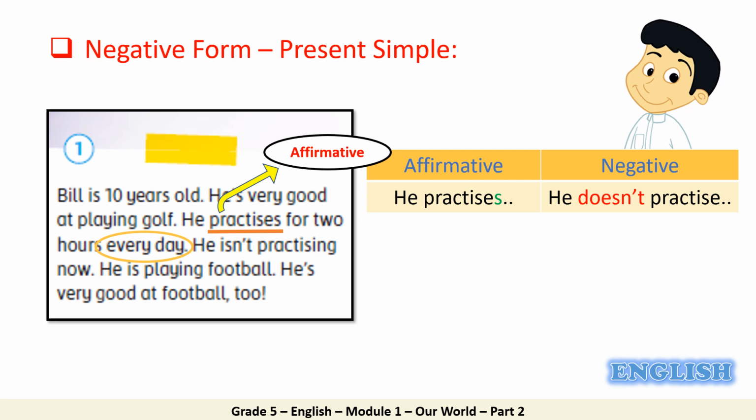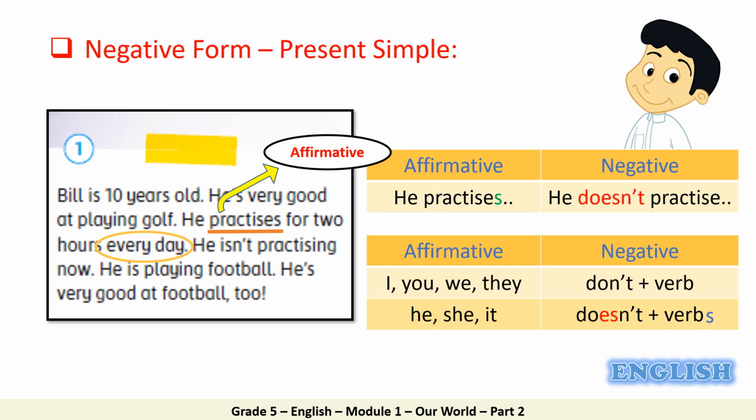For changing the present simple from its affirmative form to its negative form, we only add the word don't before the verb with these pronouns I, you, we, they. But with he, she, it, we add the word doesn't before the verb and we remove the S at the end of the verb.